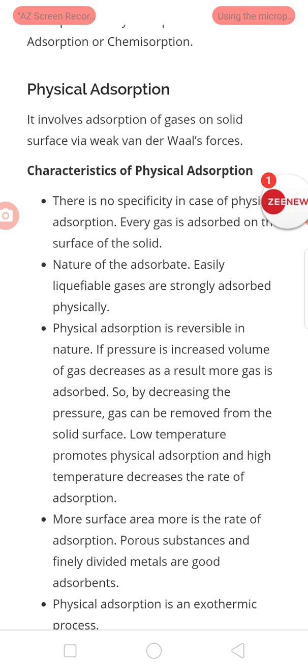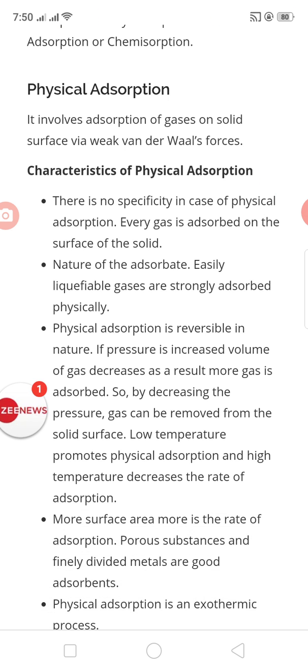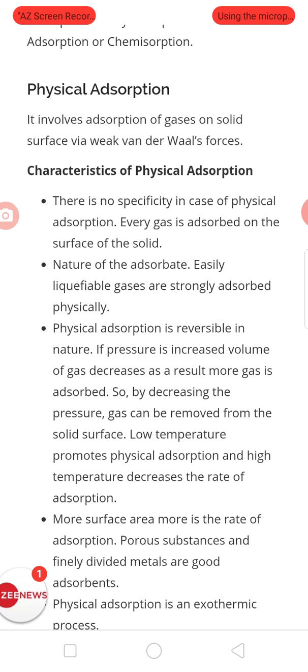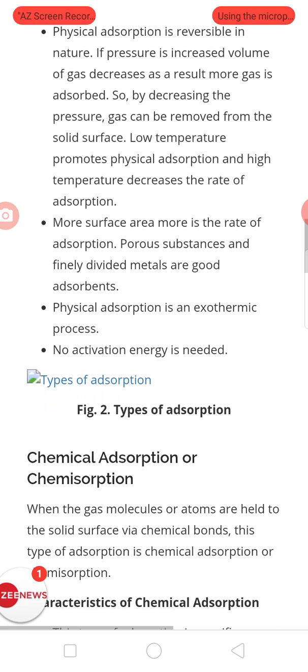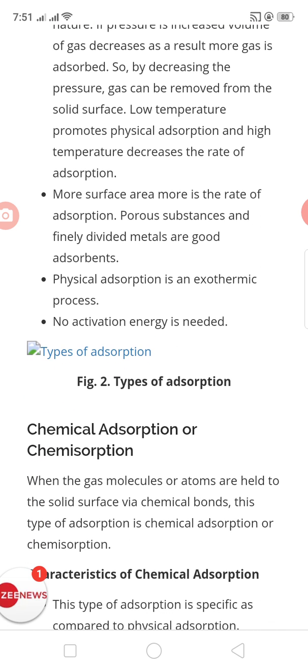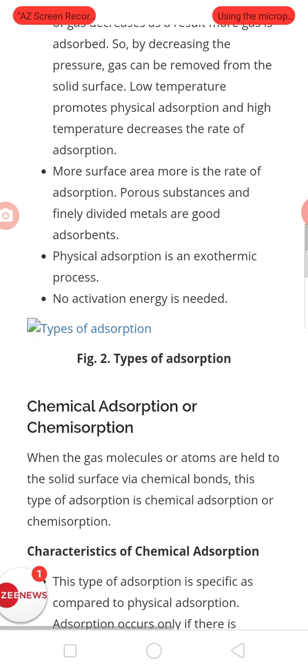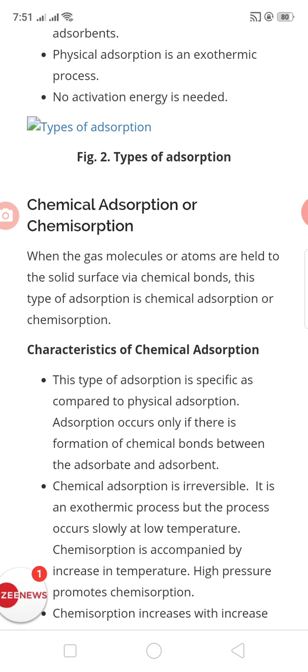More surface area, more the rate of adsorption. Porous substances and finely divided metals are good adsorbents. Physical adsorption is an exothermic process. No activation energy is needed in physical adsorption. Number two, chemical adsorption or chemisorption.